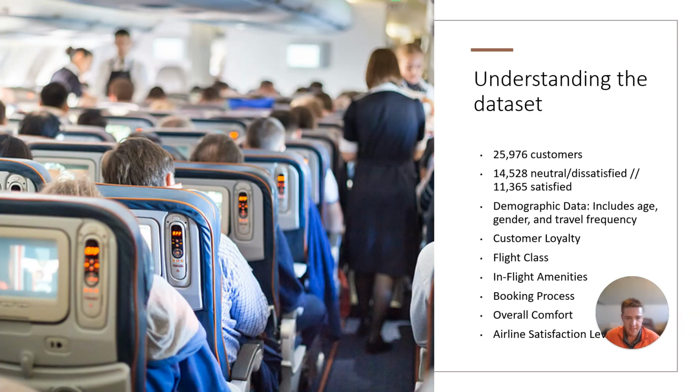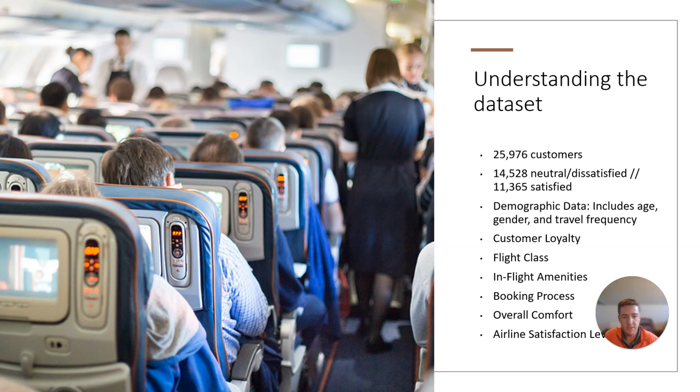Step 2 is understanding the data set. The data set for this project includes a comprehensive airline passenger satisfaction survey capturing responses from 25,976 customers. Of that, 14,528 responded as neutral or dissatisfied, while 11,365 responded as satisfied. Some of the other attributes within this data set is demographic data, which includes age, gender, and travel frequency, which helps us understand how different passenger profiles influence satisfaction levels.